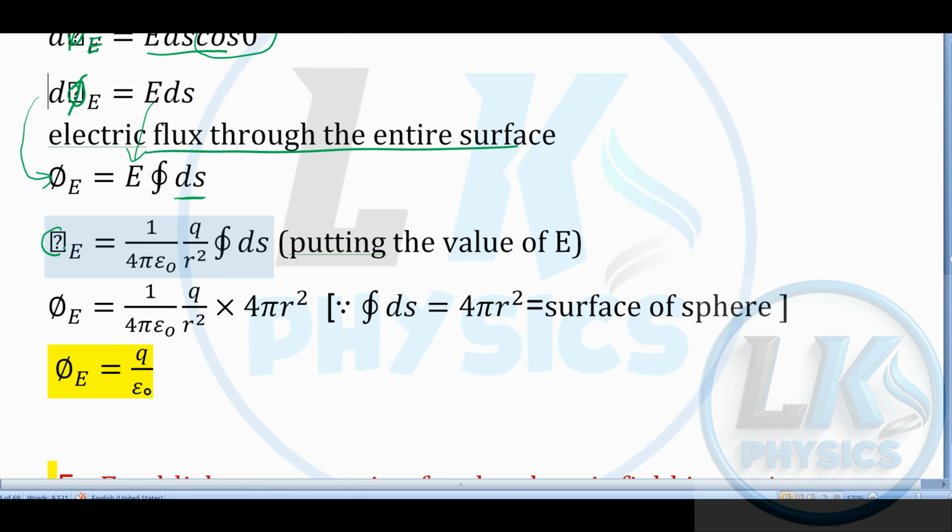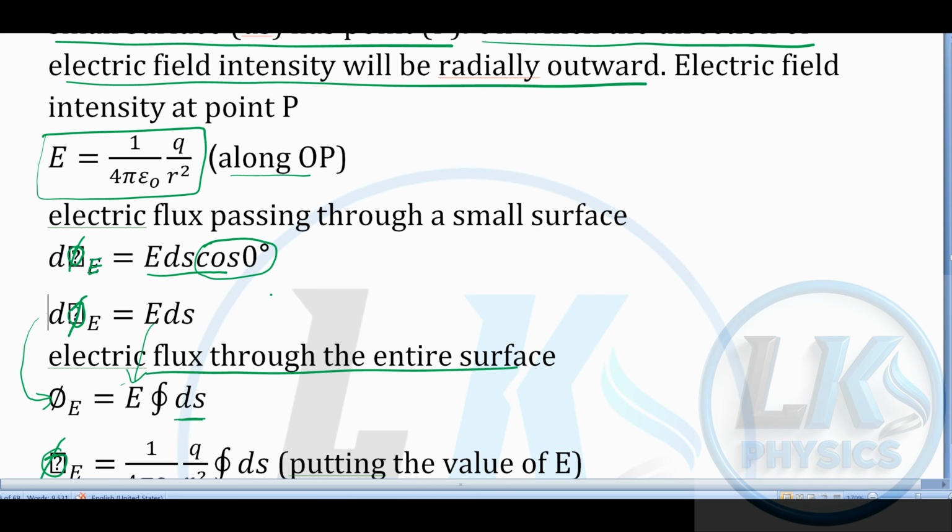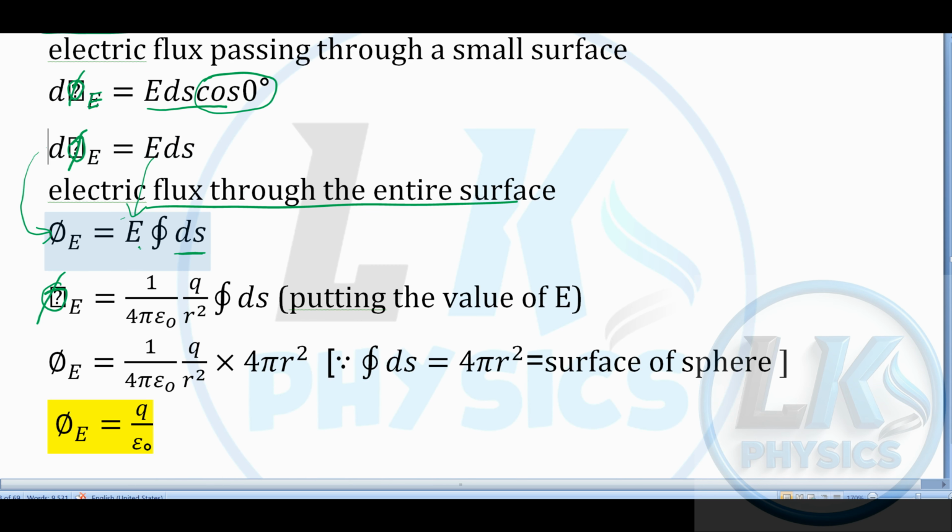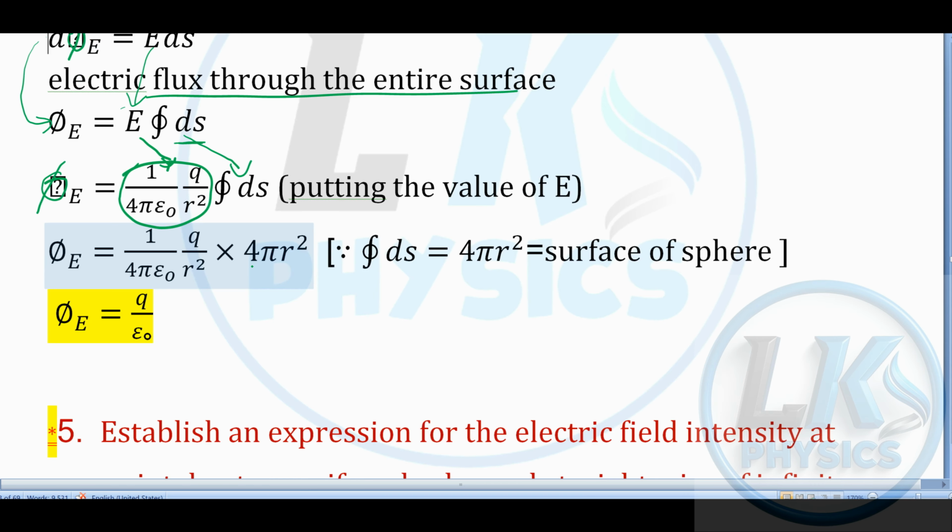Now putting the value of E here. The value of E is in the first equation, that is E equal to 1 upon 4 pi epsilon naught q upon r square. You have to put the value of E at this place, and this can be copied here. Now the integration of ds is equal to the surface area of sphere. The surface area of sphere is 4 pi r square. You can cancel out 4 pi and r square, and we get phi equal to q upon epsilon naught. Hence Gauss theorem is proved.